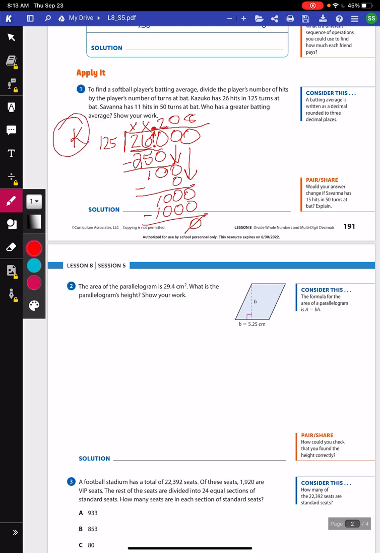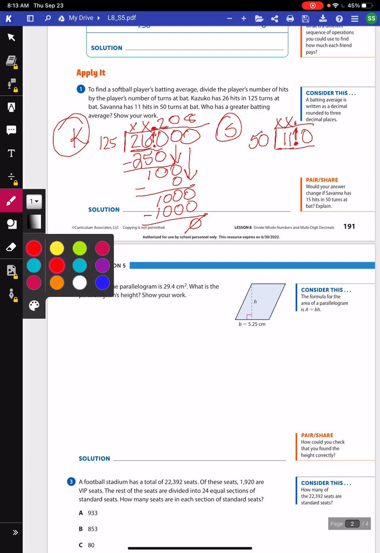Now we need to compare it to Savannah. So Savannah has 11 hits and 50 turns at bat. Can 1 answer the door? No. Can 11 answer the door? No. So I add a decimal and a 0. Can 110 answer the door? Yes. So go ahead and bring up my decimal. 50 can go into 110 2 times.